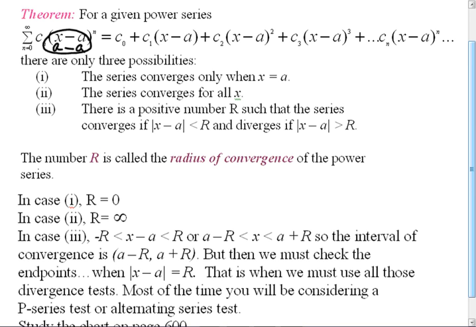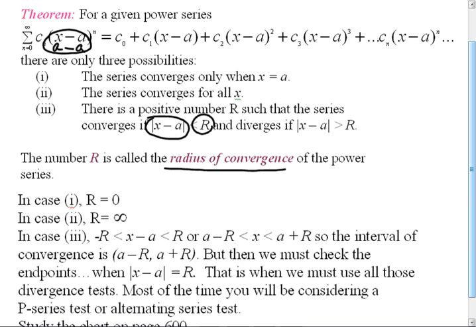Notice it's 1 times x minus a. You can't have 2 times x minus a. You'll have to factor out the 2. We'll do something like that. That's why you need to practice with this. It diverges if x minus a is greater than the radius. This number over here, once you get 1 times x minus a, that's the radius of convergence.